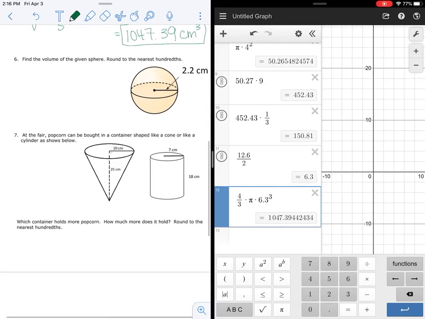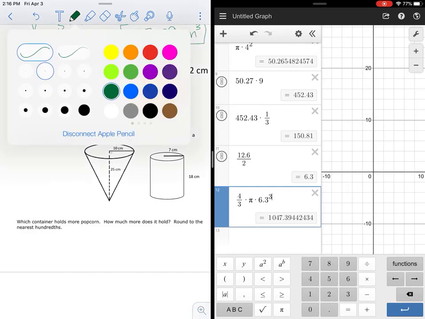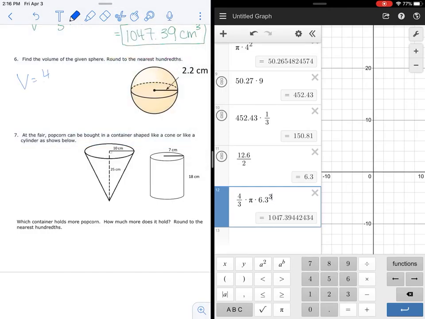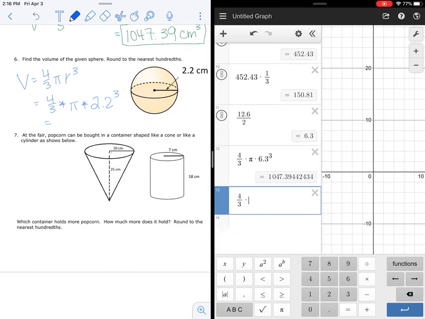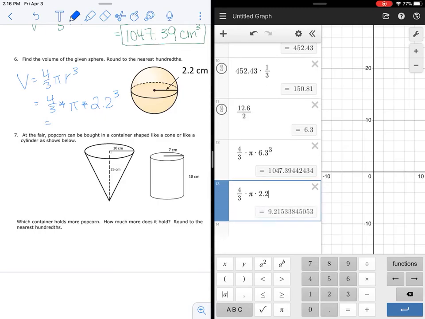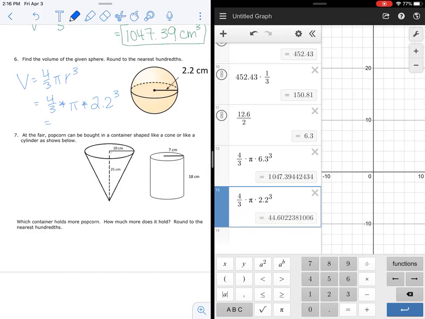Number 6, find the volume of the given sphere, round to the nearest hundredths. So again, we have V equals 4/3 times pi times r to the 3rd power, which is 4/3 times pi times 2.2. It nicely gives us the radius. So all we have to do is plug it in. 4 times pi times 2.2 to the 3rd power. We have a nice little number, which is 44.60 centimeters cubed.